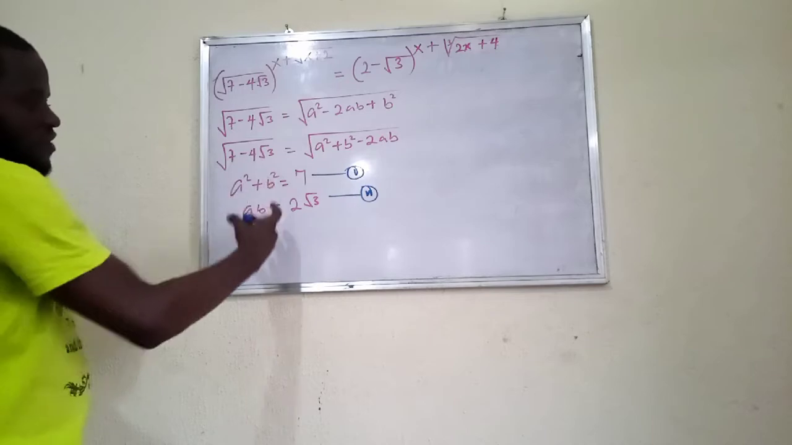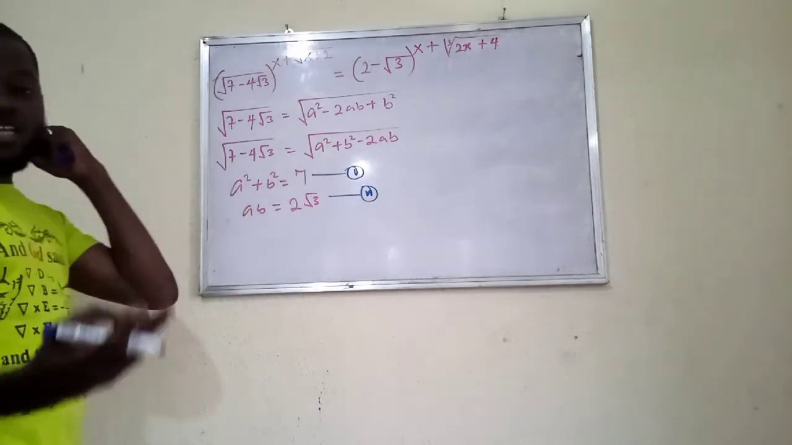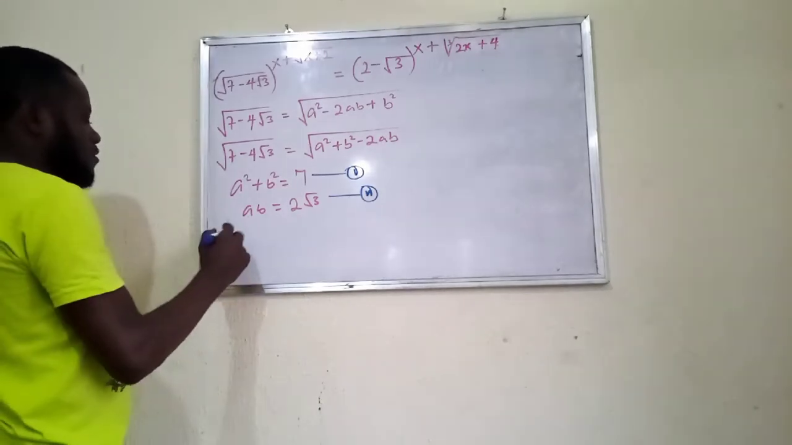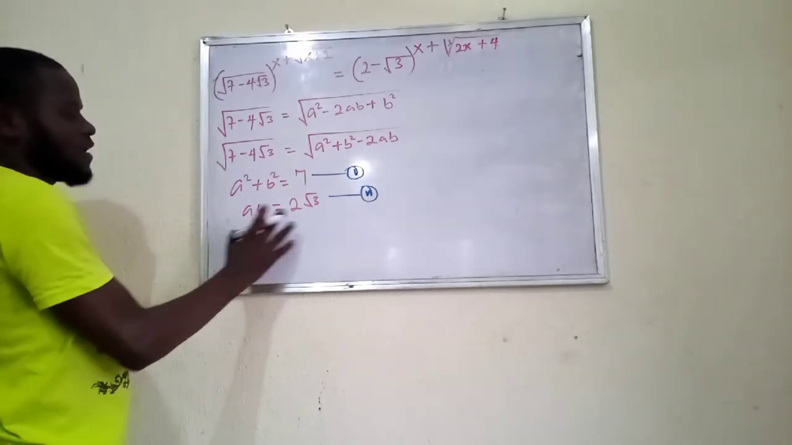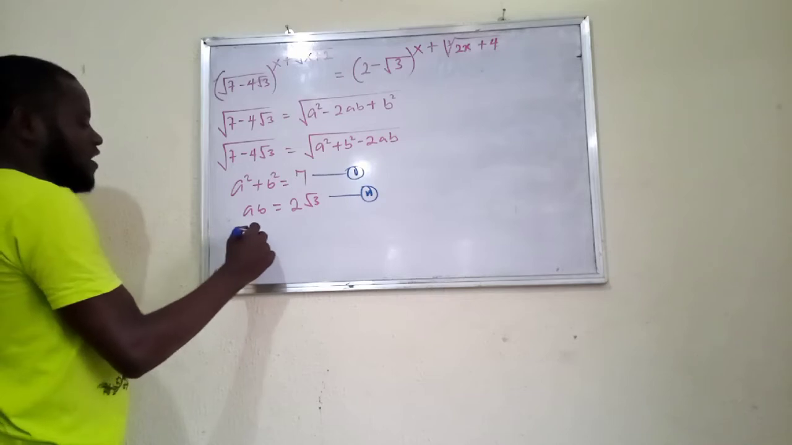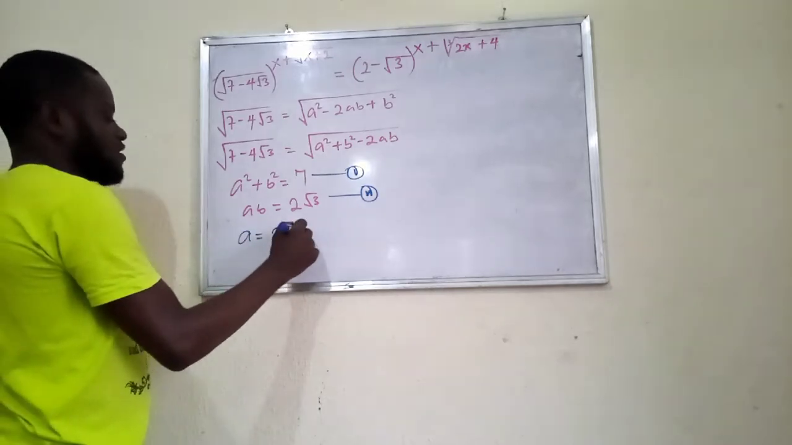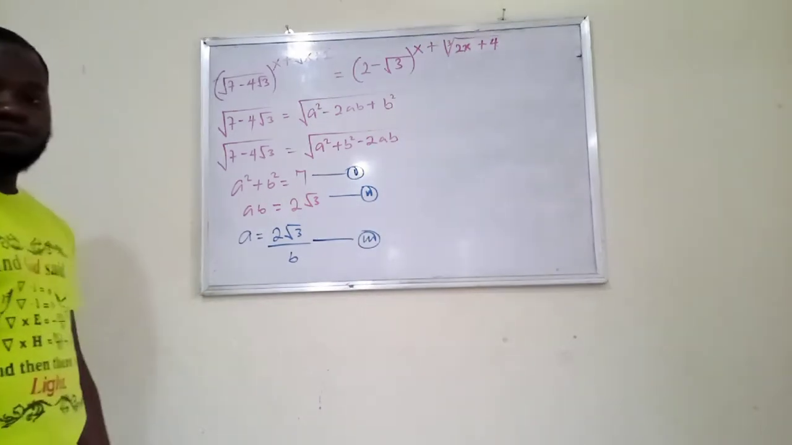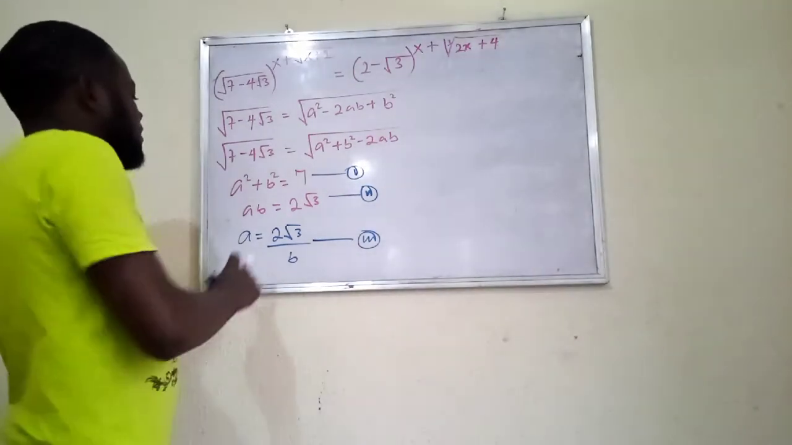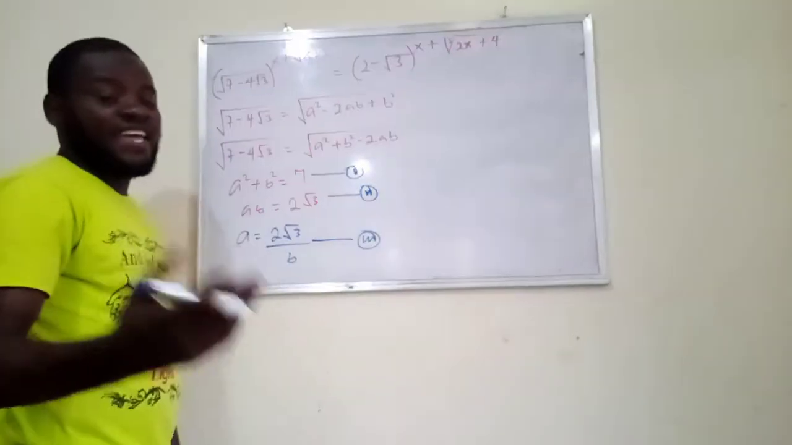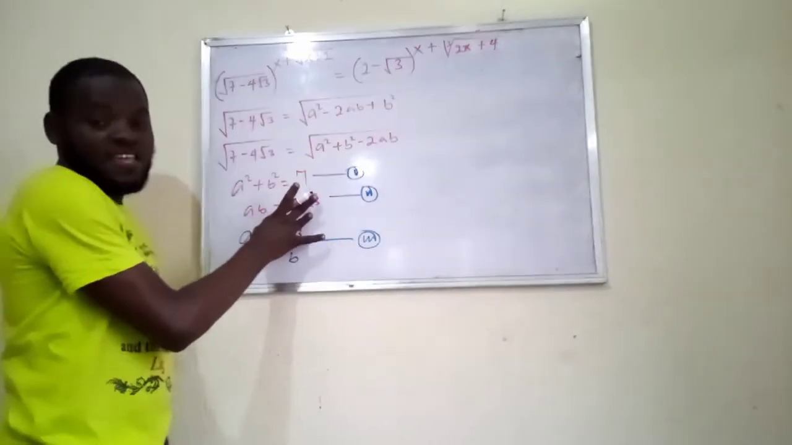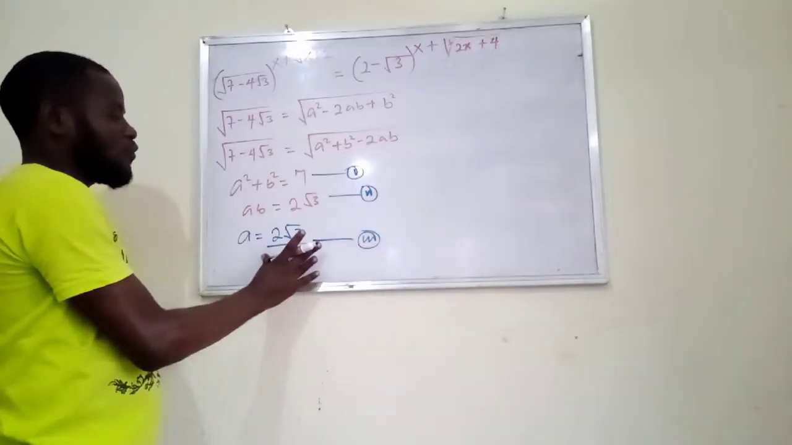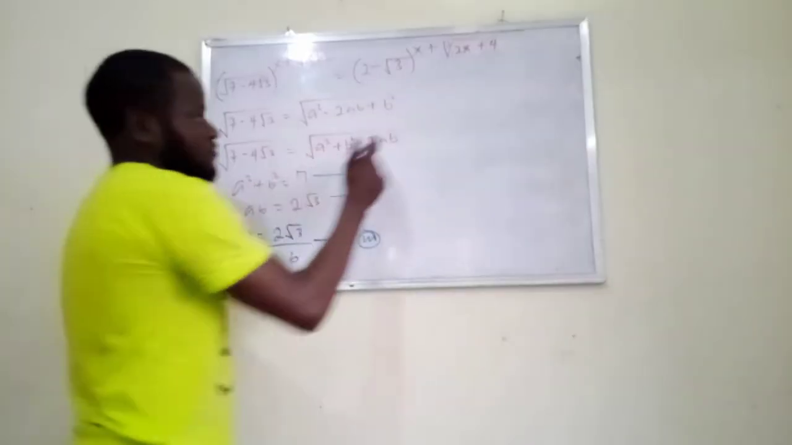So let's solve these two equations simultaneously in order to obtain the value of a and the value of b. If I make a the subject of the formula from equation 2, I will have a equals 2 root 3 all over b. Let's call this equation 3. Because I used equation 2 to form equation 3, I can't put equation 3 into 2 again. It's wrong because it will take me back to this. So I'll put this in equation 1 to get something reasonable.